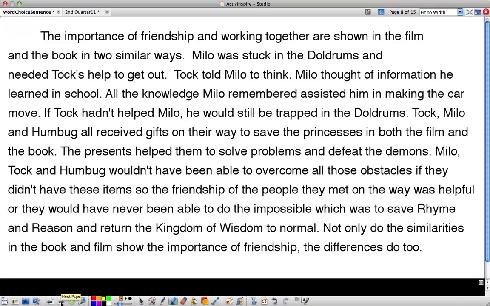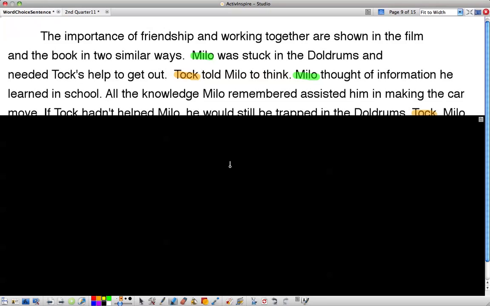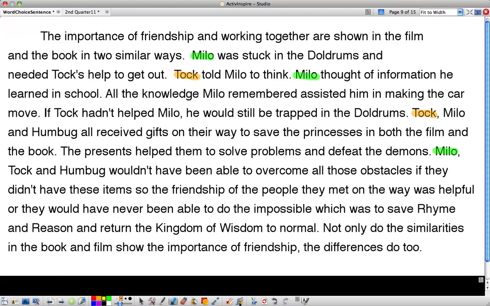First thing I'm going to do is look through and see how many sentences begin the same way. Look, I've got 3 sentences that begin with Milo and 2 sentences that begin with talk. That's not good. The next thing I'm going to do is look and see how many sentences are simple sentences. Now you'll remember simple sentences have a subject, a noun part, and a predicate, a verb part.